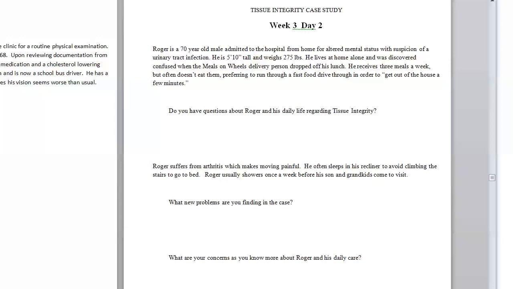So let's continue to read more about this patient. We might get a little bit more information about his health and about how he functions around his own home. Roger suffers from arthritis, which makes moving painful. He often sleeps in his recliner to avoid climbing the stairs to go to bed. Roger usually showers once a week before his son and his grandkids come to visit. So what new problems are you finding in the case?